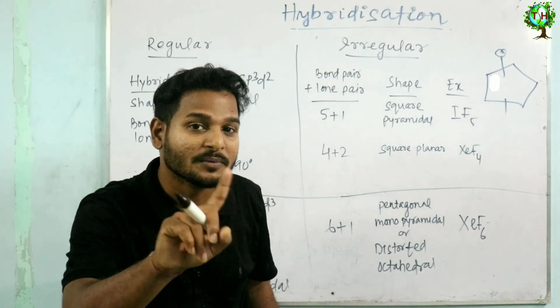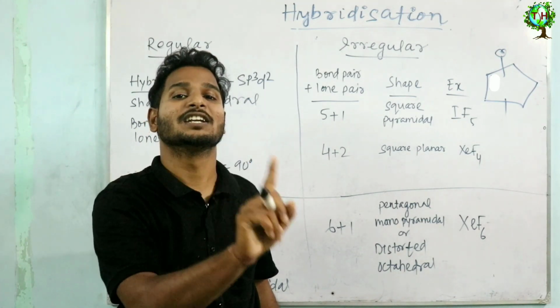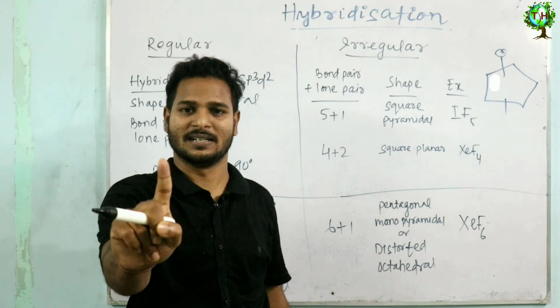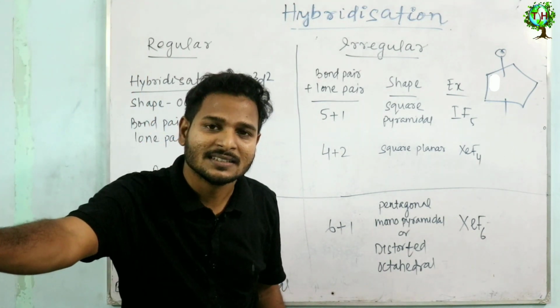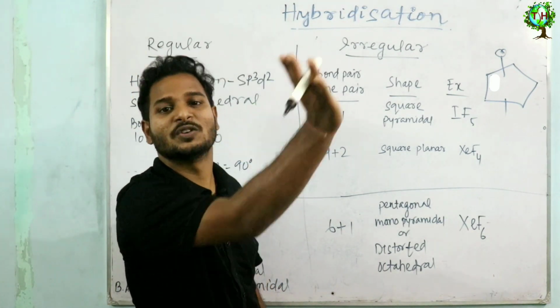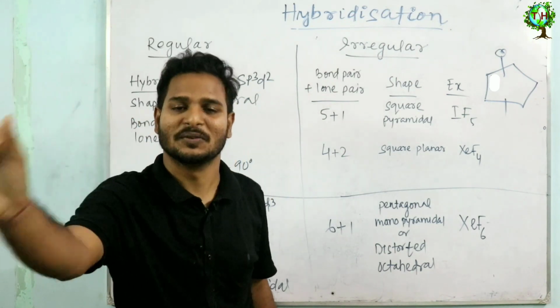Because what is the difference between geometry and shape? Geometry includes lone pairs and bond pairs. But shape includes only bond pairs. Excluding lone pairs, how does the structure look?